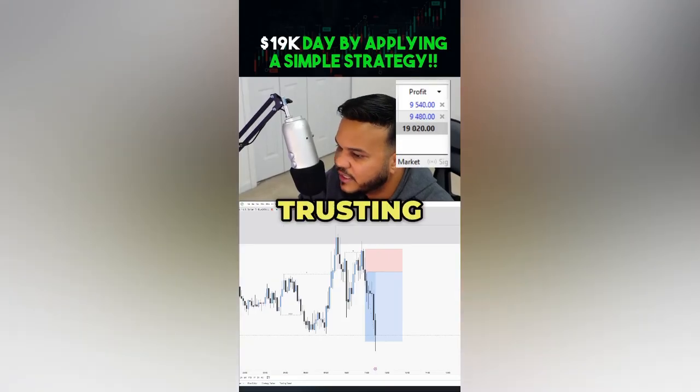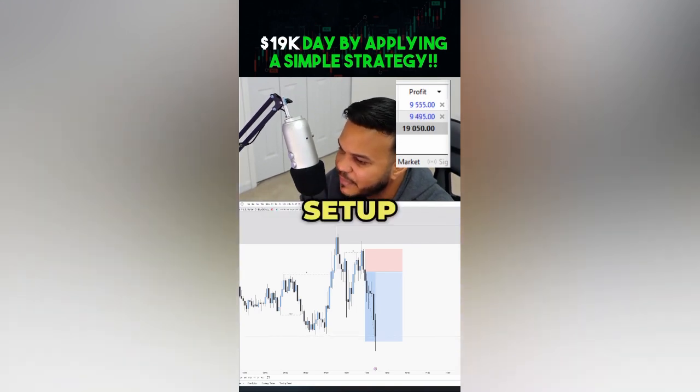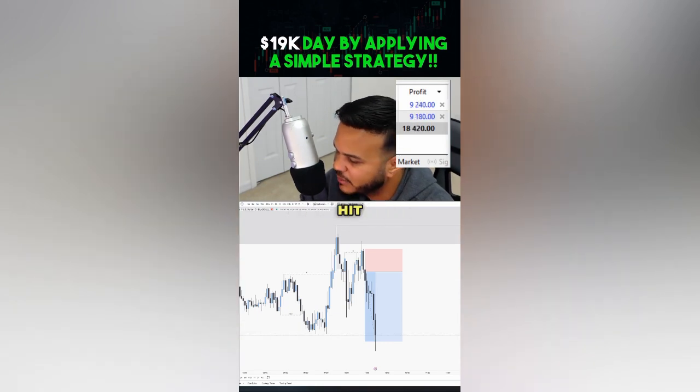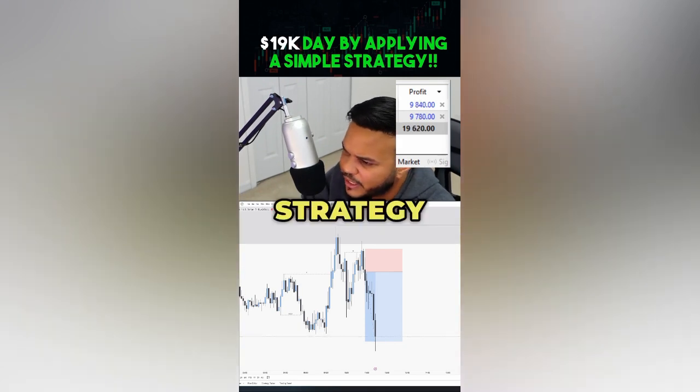You're either going to be trusting your analysis or trusting your strategy, but you cannot be hesitating every time you see a setup because you're afraid to lose a trade. Here, one more time, I'm taking a sell on gold. I already hit TP3. I'm up 18 grand, and I'm going to go through exactly what I did, following my trading plan, of course, and also my strategy step by step.